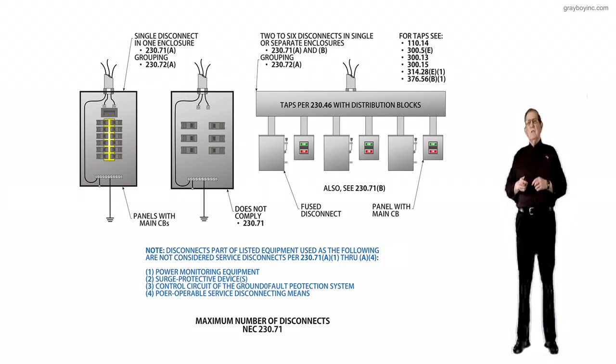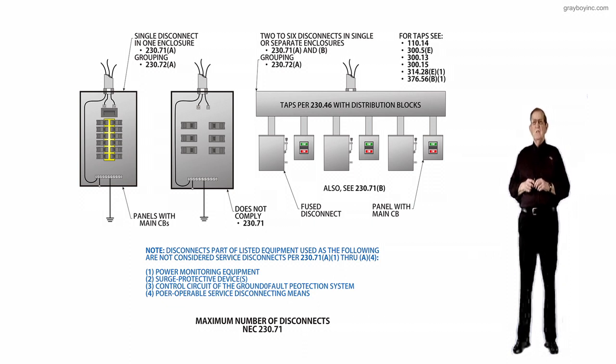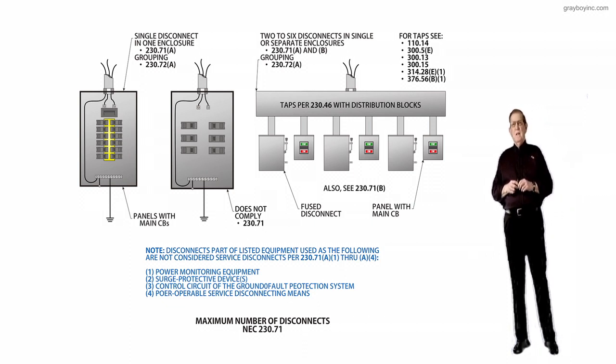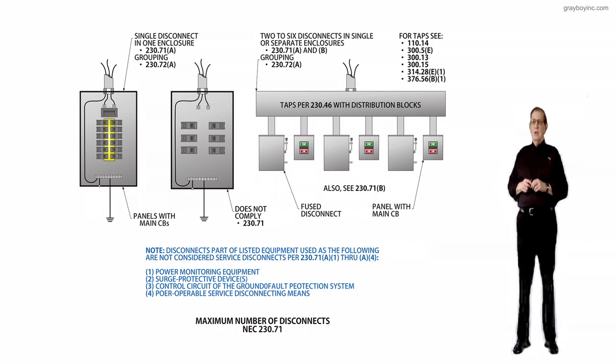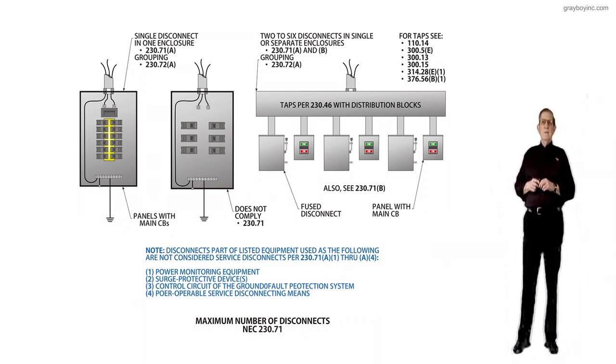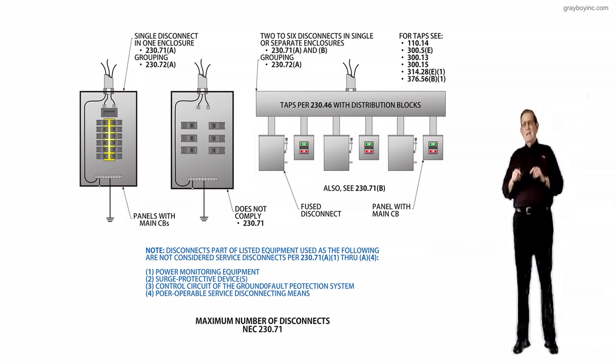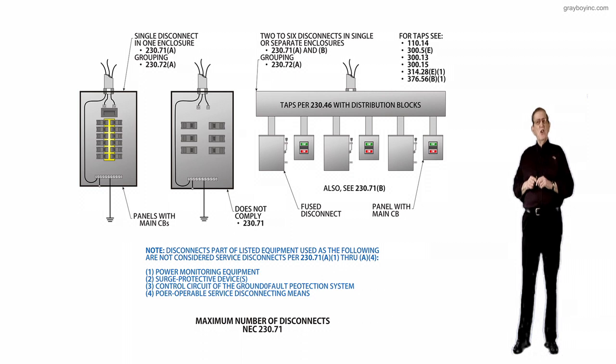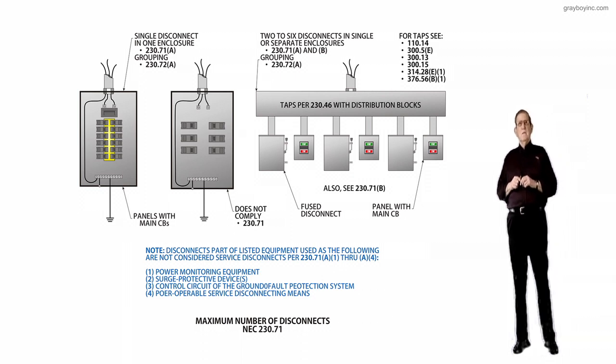This illustration deals with the maximum number of disconnects in accordance with 230.71. Now, the purpose of the change is to provide a revision, and this revision has been made to clarify that each service shall only have one disconnecting means unless the requirements of 230.71(B), as in boy, are met or complied with. Now, this is a big change, and please make note of it.